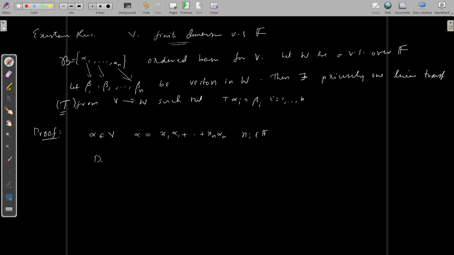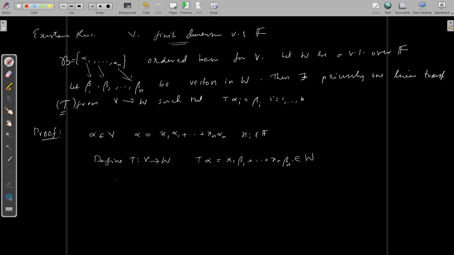Now define a map. Define T from V to W such that T of alpha equal to x1 beta 1 plus etc. xn beta n. Okay, this is the image of alpha. So this defines a map from V to W because alpha is an element of V. Then this expression is an element of W as these beta i's are elements of W. Okay, now we will prove this T is a linear transformation and this T is unique.